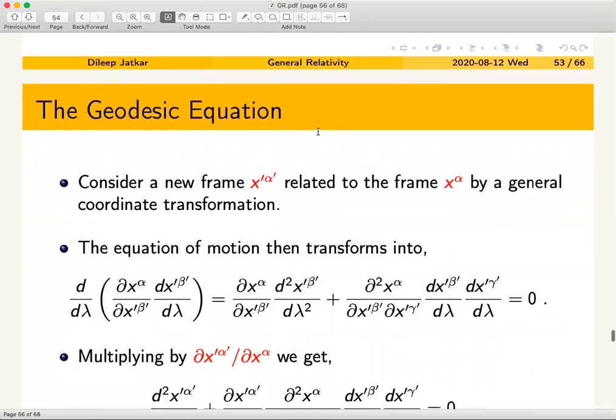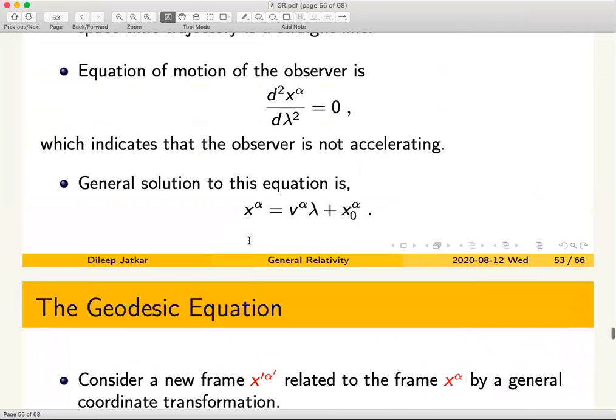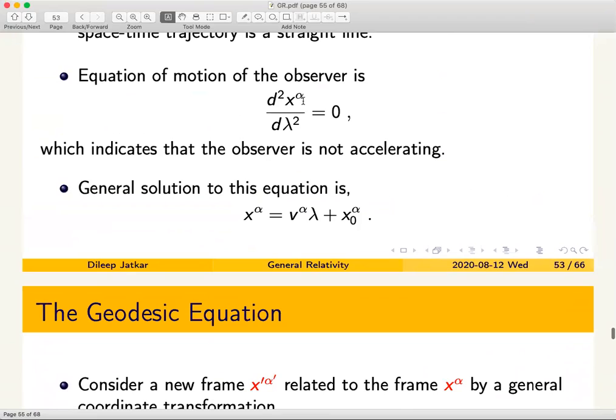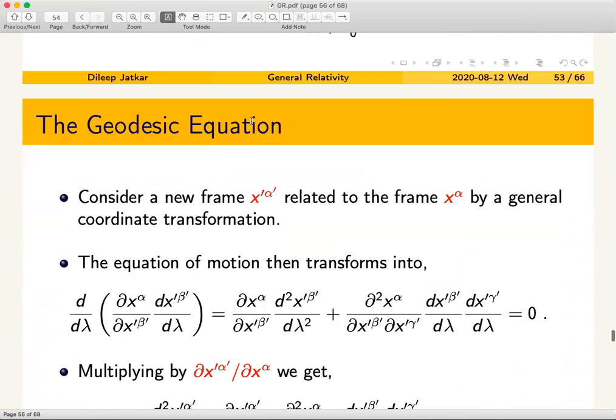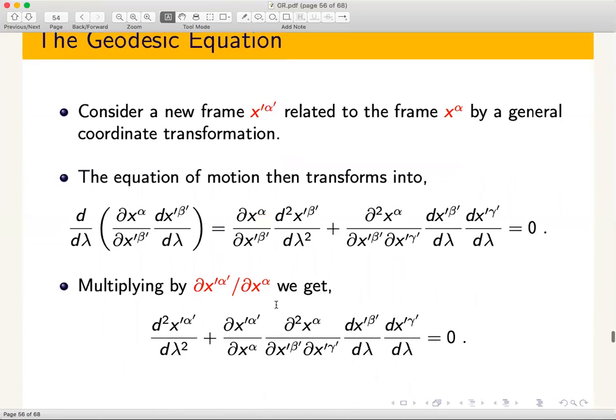Okay, fine. So just to bring this equation into the form where the second derivative with respect to lambda of the coordinate has coefficient 1, we'll multiply this entire equation by dx prime alpha prime by dx alpha. If you do that, then you can use the chain rule again and write dx prime alpha prime by dx prime beta prime, which just gives you delta alpha prime beta prime. And then you replace beta prime by alpha prime everywhere.